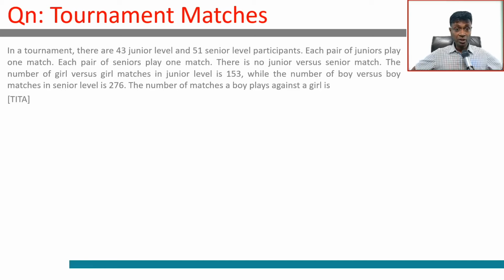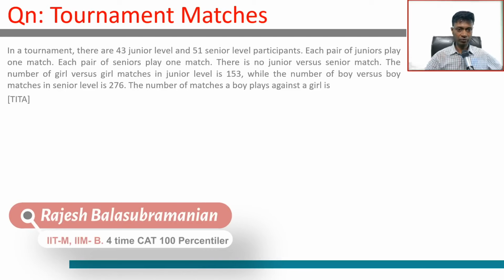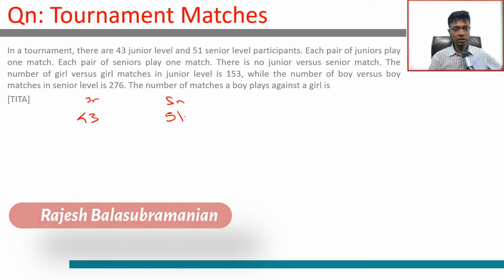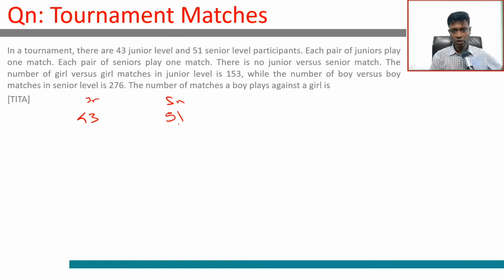In a tournament, there are 43 junior level and 51 senior level participants. Each pair of juniors play one match. Each pair of seniors play one match. There is no junior versus senior match. The number of girl versus girl matches in junior level is 153. So there are probably boys and girls, and then here, boys and girls. The number of boy versus boy matches in senior level is 276.